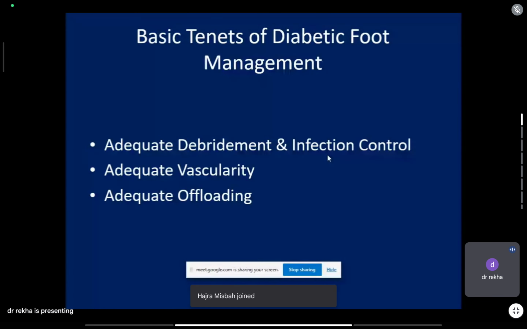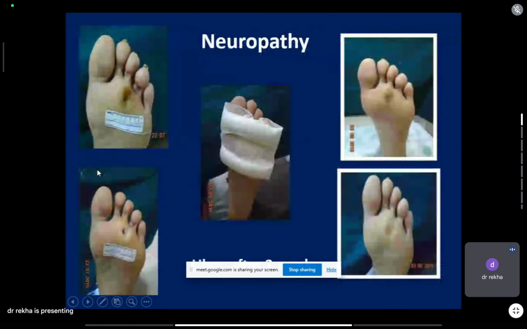Now, what is the basic management of the diabetic foot? Adequate debridement and infection control, adequate vascularity, and adequate offloading. So these are the basic tenets of the management of the diabetic foot.